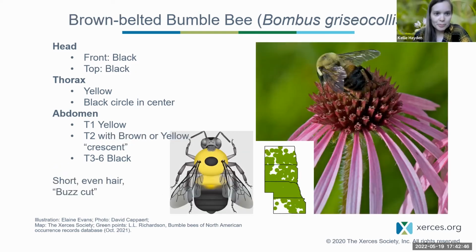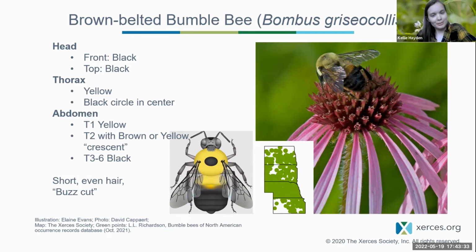The next one is the brown belted bumblebee. This is a very common species, so if you are worried about learning all of these, just try to learn this one first. The front of the head is black. The top of the head is black. The thorax is yellow with a black circle in the center. T1 is yellow. T2 is brown or yellow with kind of a crescent shape to it. And then T3 through 6 are black. Another defining characteristic of this species is that it has short, even hairs, kind of almost like a buzz cut. When I was learning bumblebees, this one stood out to me as the brown crescent, which just reminded me of a fanny pack if it's flipped around.